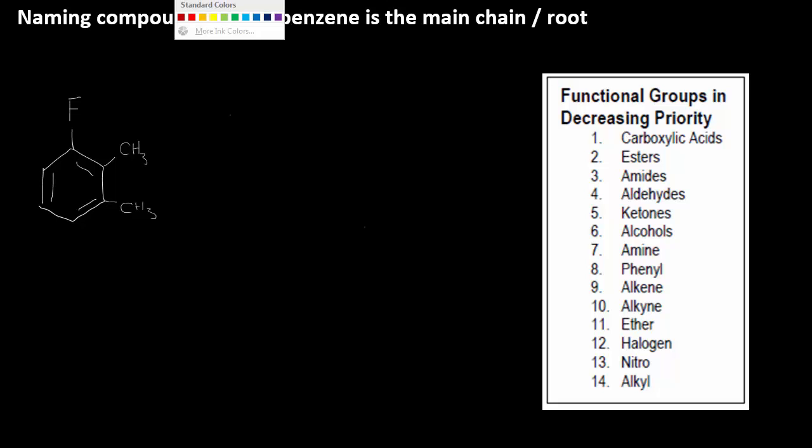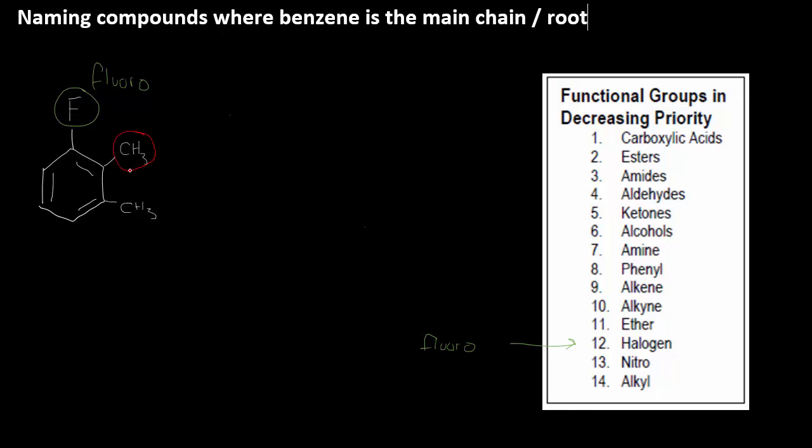Okay, so here we are. I've got a fluoro group that needs to be accounted for. That's a halogen, and I have two methyl groups. Those are alkyl groups. So in terms of the priorities, fluoro outranks methyl. Now I also have the main chain, right? So this isn't like a straight line. We number this how we would number any other cyclic compound.